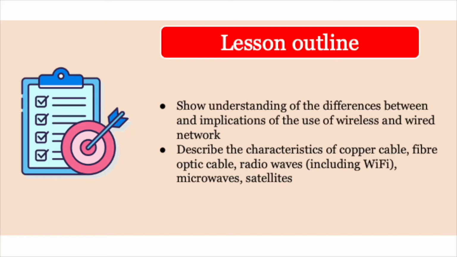Today's session, we're going to be focusing on learning about the differences between the use of wireless and wired network. We're also going to be looking at Bluetooth, we're going to be looking at Wi-Fi, we're going to be looking at different characteristics of copper cable, fiber optic, radio waves, microwaves, and satellites. So a lot of different types of technologies that help make a network come together. And perhaps you don't realize it, but you are using it every day when you're using the internet.